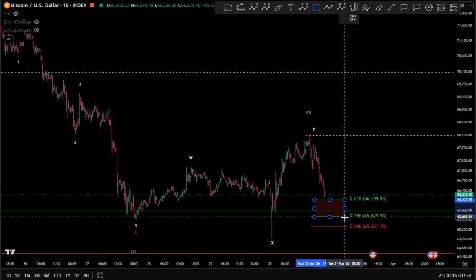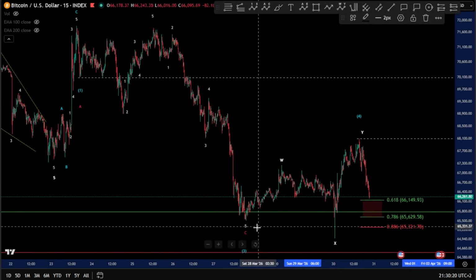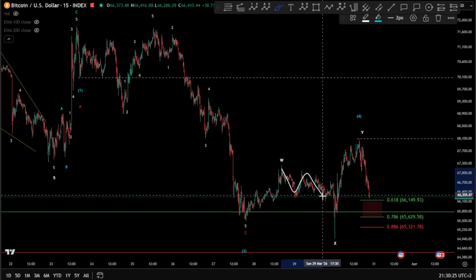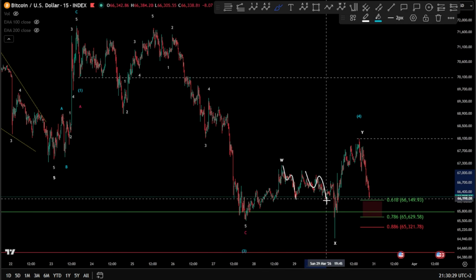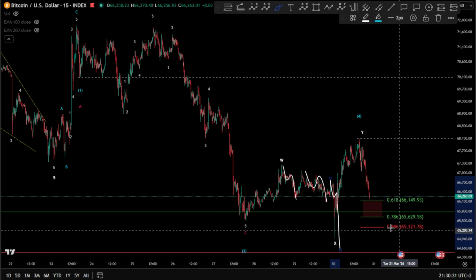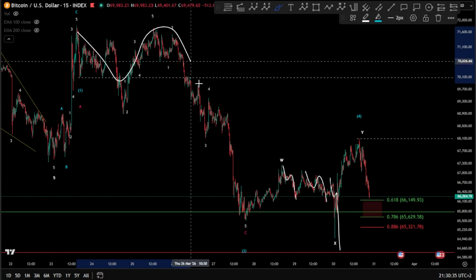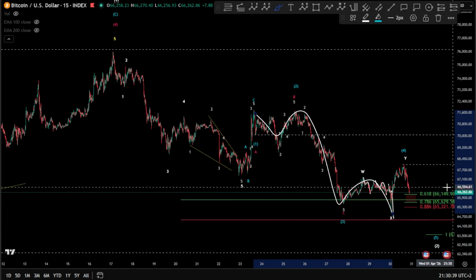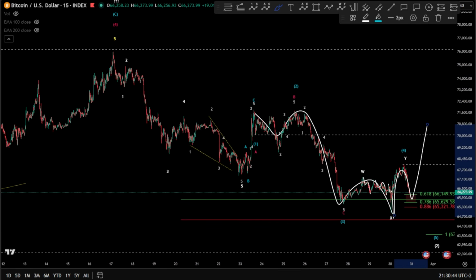Of course, right now we're still testing this area. This can be a 1-2, or it can be a finished ABC expanding flat. I know that this is looking corrective, but at the end, you don't know, it can be a 1, 2, 3, 4, and a 5 expanding diagonal. What if it is a finished wave 5 here as a 1, 2, 3, 4, and a 5 expanding diagonal? That means ABC finished, and we are bullish in 1-2.